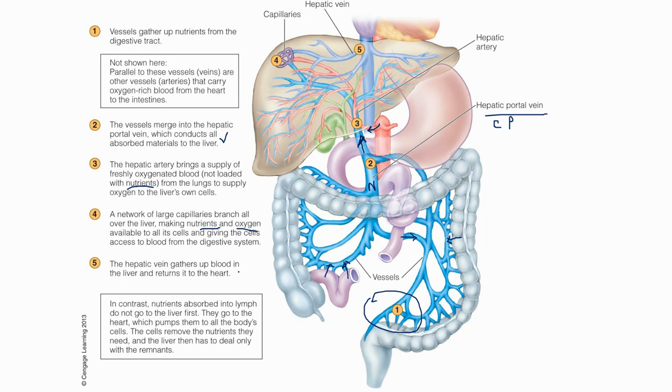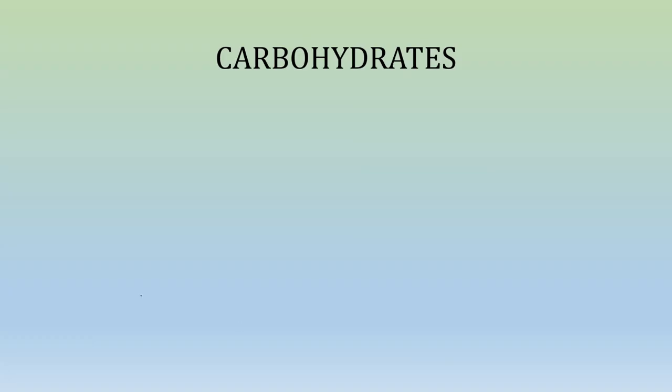The hepatic vein gathers up blood and returns it to the heart. So this hepatic vein right here is taking all of the now nutrient-deficient and oxygen-deficient blood back to the heart. So that's what's going on in that hepatic vein. Keep in mind, you've got a lymphatic system that's carrying the lipids, and that's not going here.